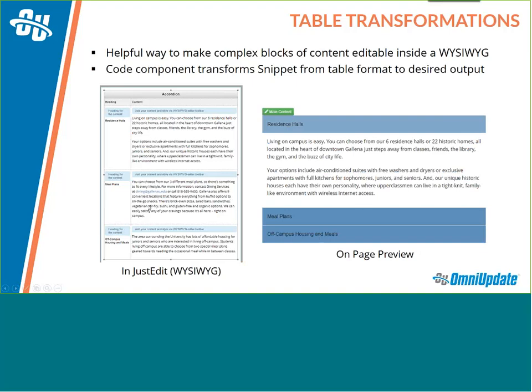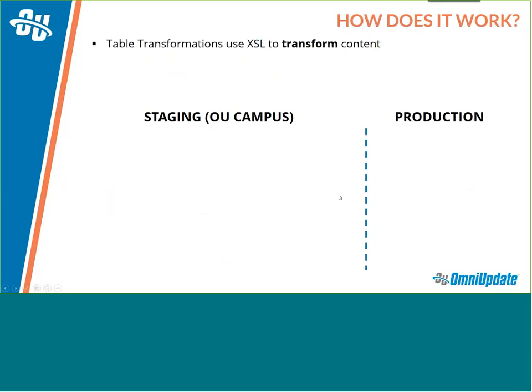What we see in the WYSIWYG editor is not necessarily all that we're going to see on the page preview. The page preview is going to have a more complex output. So how do we get from the left side over to the right side? How do we go from the table to the final output? Table transformations use XSL, just like most everything else inside of OU Campus, to take a certain piece of content and transform it into some other output. That's really what XSL is meant to do: take data, manipulate it, and give you a different structure on the other end of the pipe, so to speak.